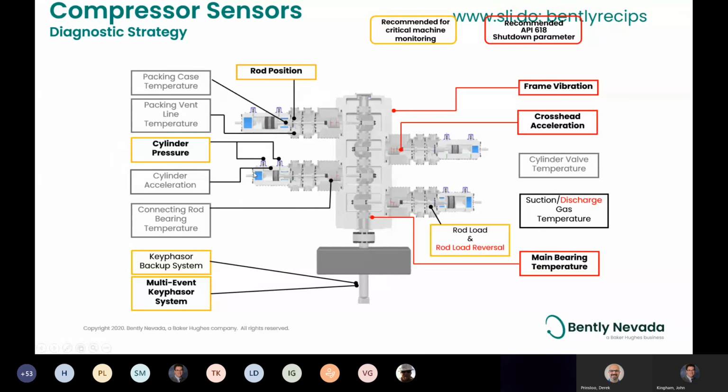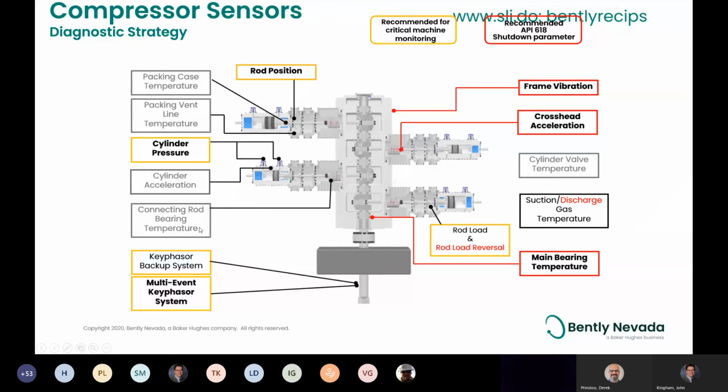Some customers ask for cylinder acceleration. We believe that this whole structure is robust enough and rigid enough that you only need the crosshead accel. But if you want to add a cylinder accel, we're okay with that. It is going to get you closer to the valves, closer to the action, but it still transmits very nicely all the way to the crosshead.